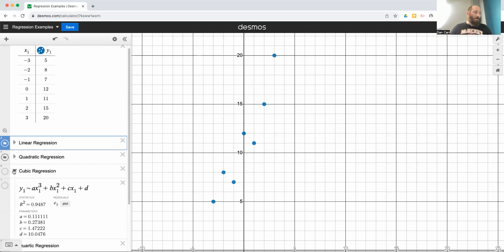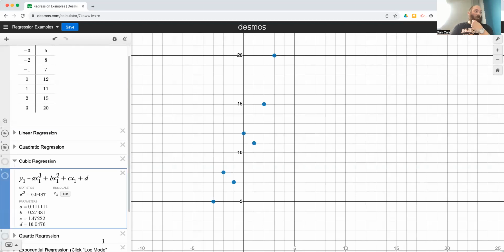So a cubic, you're going to take x1 to the third power plus bx1 to the second power plus cx1 plus d. Now we're adding on to what the quadratic was. And here's what a cubic regression kind of looks like. Maybe there's a cubic pattern. It looks pretty decent there. Okay. So that's the cubic regression.